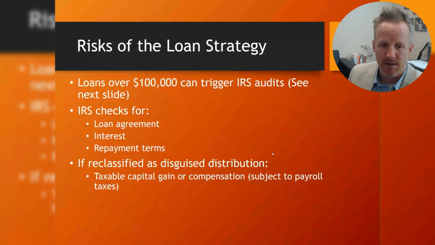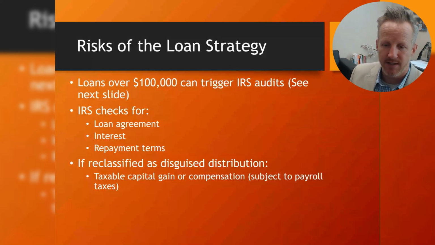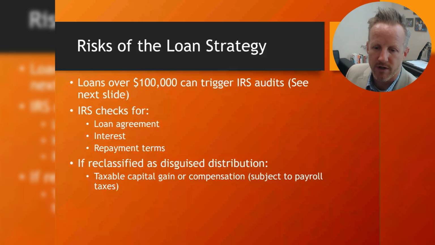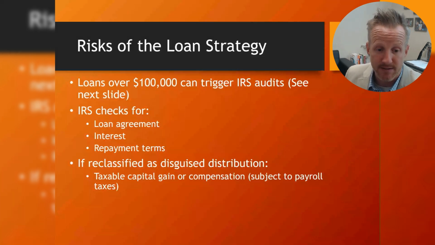And if they're not in place, then guess what they're going to do? They're going to reclassify that loan to shareholder as either a taxable capital gain, excess distribution, or as compensation. Between the two, you're going to want a taxable capital gain, because that's taxed lower. Compensation is taxed at the ordinary tax rates, which are going to be higher. And it would also be subject to payroll taxes, which are FICA taxes, Social Security and Medicare, which are 15.3%.